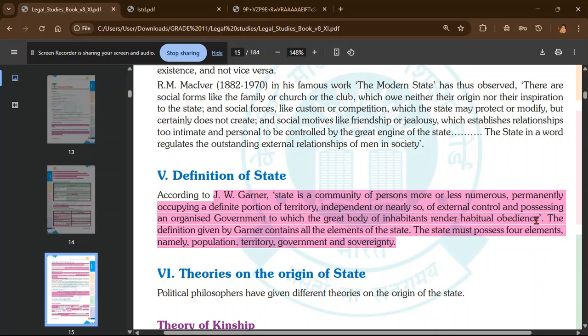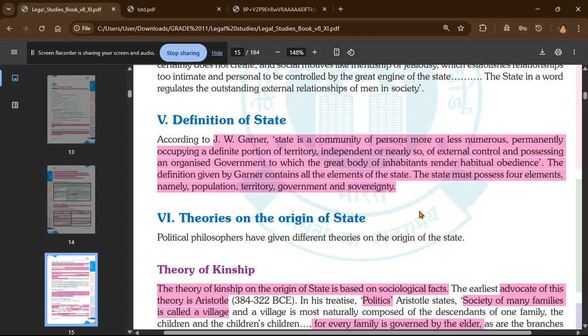So you must always show obedience towards the government. So the definition given by Garner has all the elements of state that we have seen. The state must possess 4 elements here, namely your population, territory, government, and sovereignty. This was your definition of state.